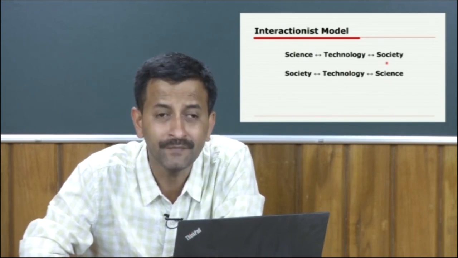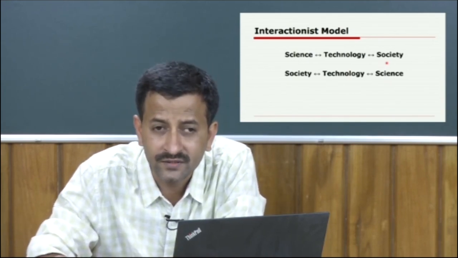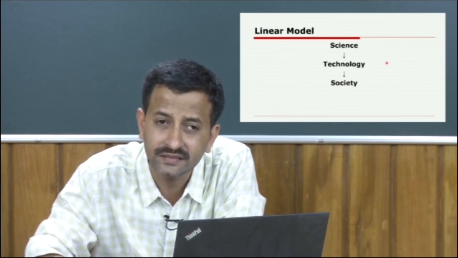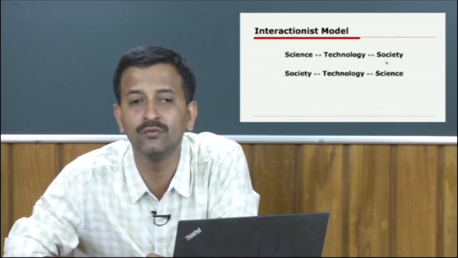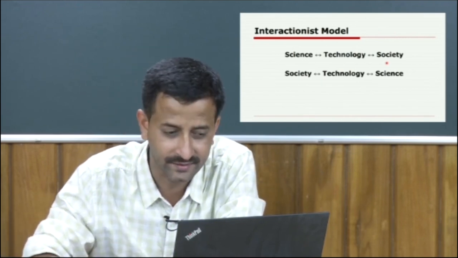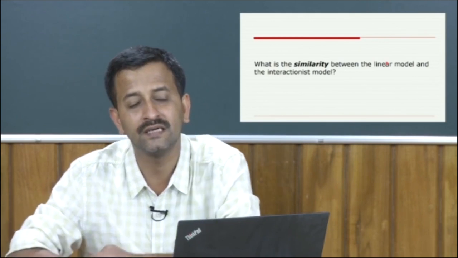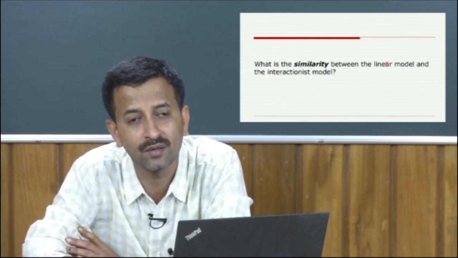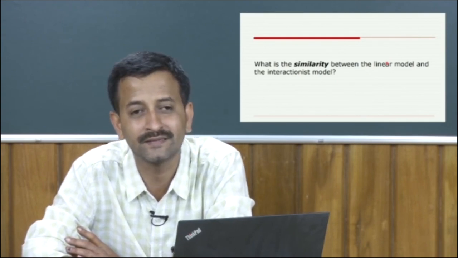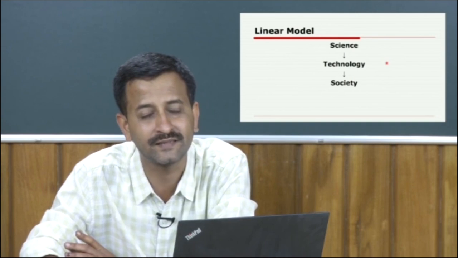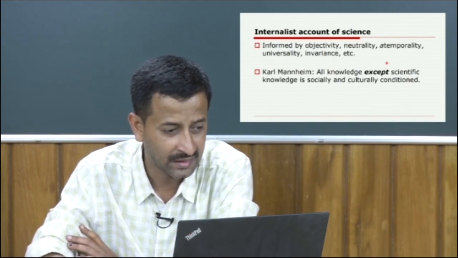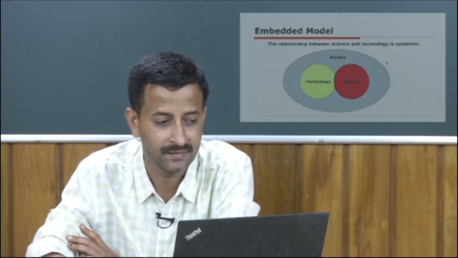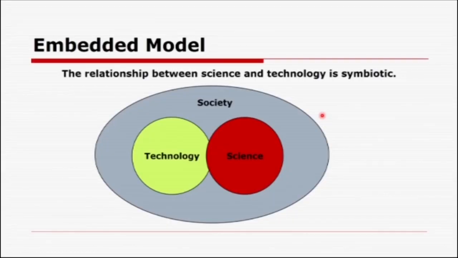Okay. But what is the similarity then? The linear model suggests that there is a one-way relationship. The interactionist model suggests no, there is a two-way relationship. Now, then what is the similarity? The similarity between the linear model and the interactionist model of the relationship between science, technology and society is that both these models treat science, technology and society as separate entities, whereas the embedded model suggests that no, they are not separate entities, rather the relationship between science and technology is symbiotic.